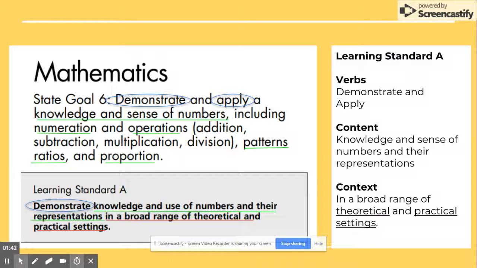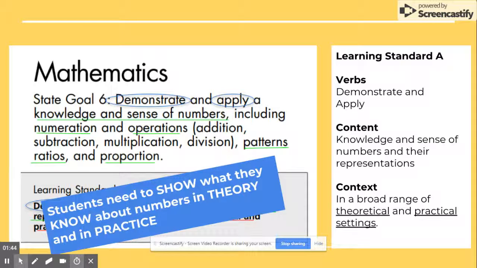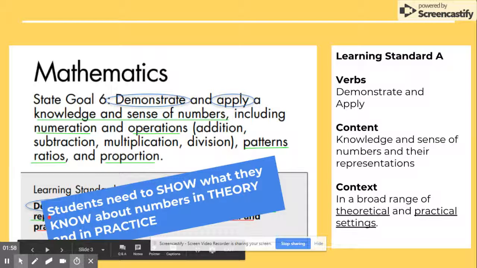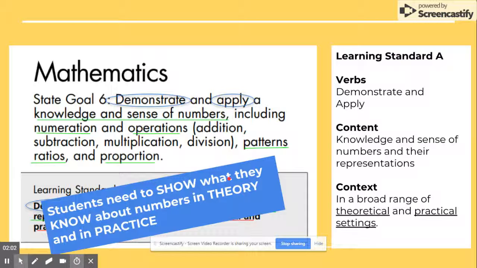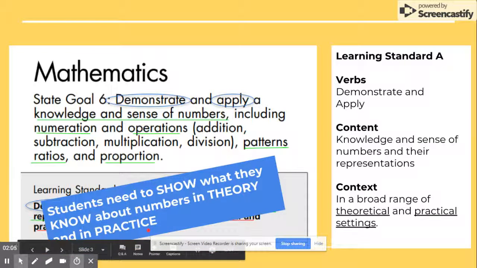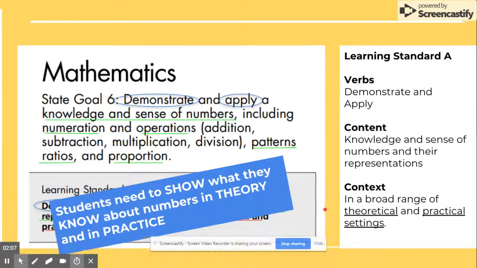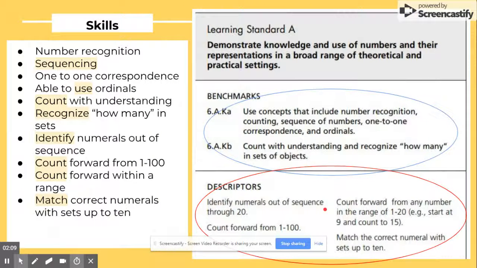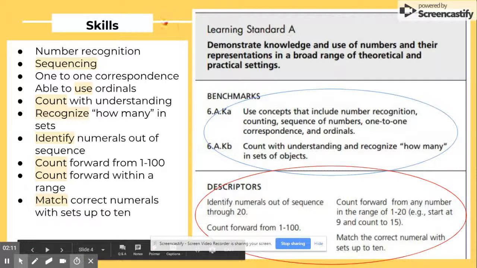So they want them to show what they know about numbers in theory and practice. So I think the point of this activity is to look at the standard and break it down and simplify it into a way that is useful for us. So I think that's what I'm taking away from this: students need to show what they know, not only in theory, but also in practice.